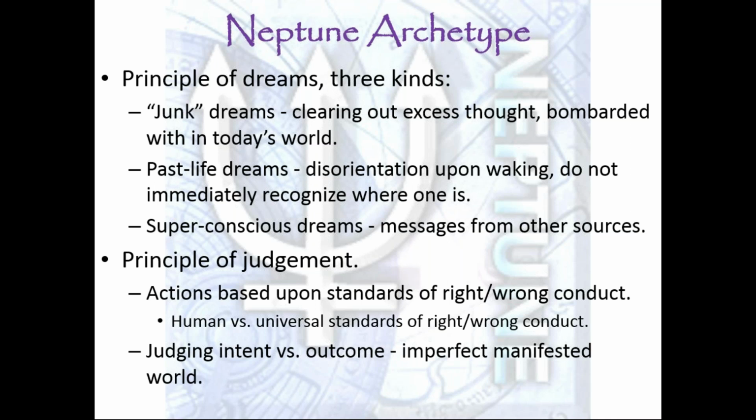And then the third kind of dream is what we call superconscious dreams. And this is where we can leave the solar system. We can travel the galaxy. We can travel to other galaxies. We can travel to other planets, other star systems. We can also, though, receive messages from other sources. We can receive messages from our guides or angels. We can receive messages from more evolved souls who are not in physical form.